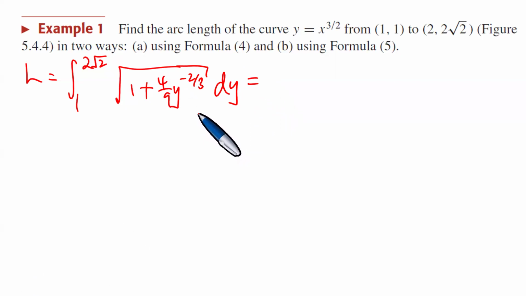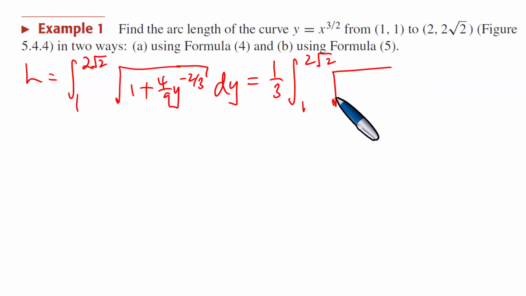To integrate this one, we can take out a common factor. What will the common factor be? Let us take out 1/9. Therefore, the square root of 9 is 3, so that it becomes 1/3, integral from 1 to 2 square root of 2. This one is a bit hectic. And then if you take out the 9, therefore, this is going to be exactly what?